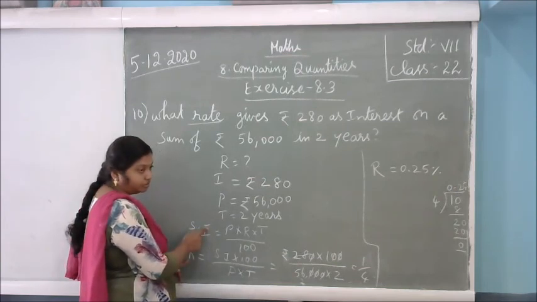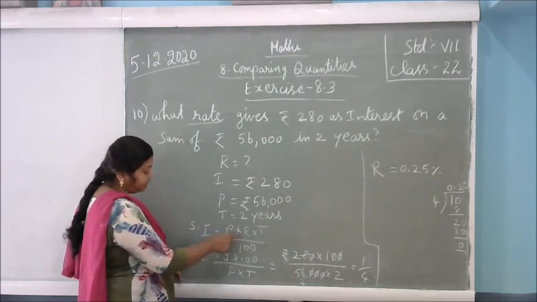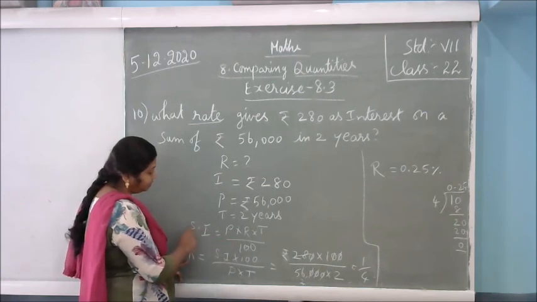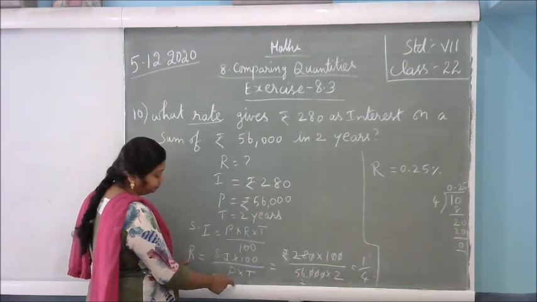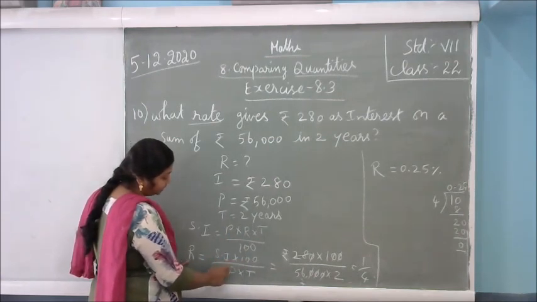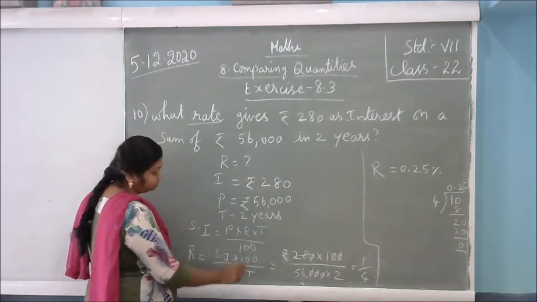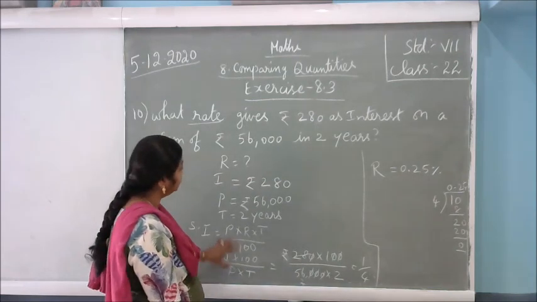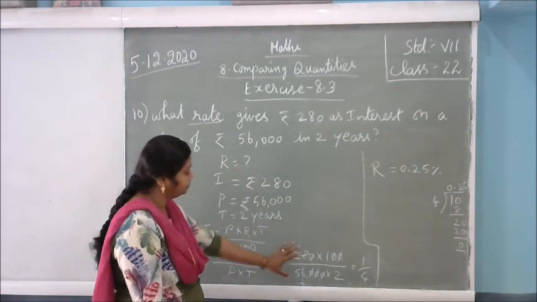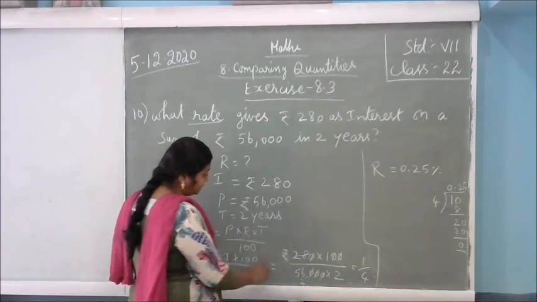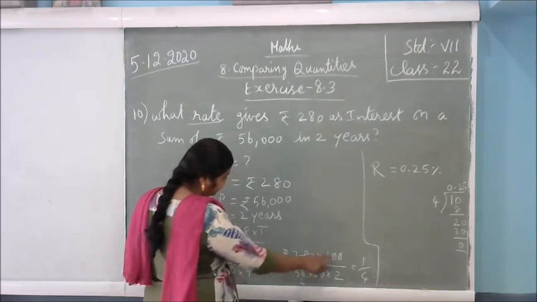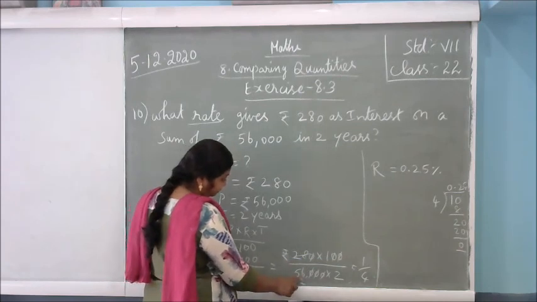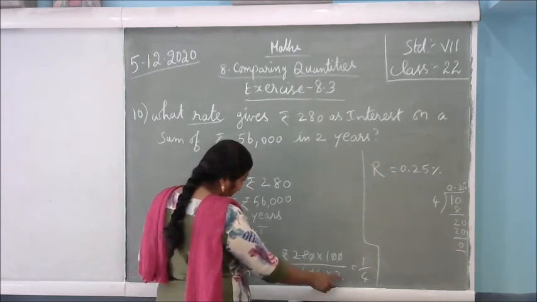100 will go on top. You have to write the reciprocal. 100 will go on top. So simple interest into 100, and P and T will come down. So simple interest into 100 divided by principal into T. According to that, you have to put these numbers. Simple interest is rupees 280 into 100, and the principal is 56,000 into 2.